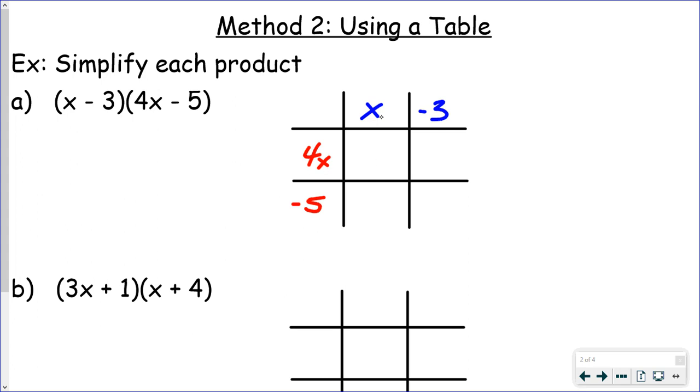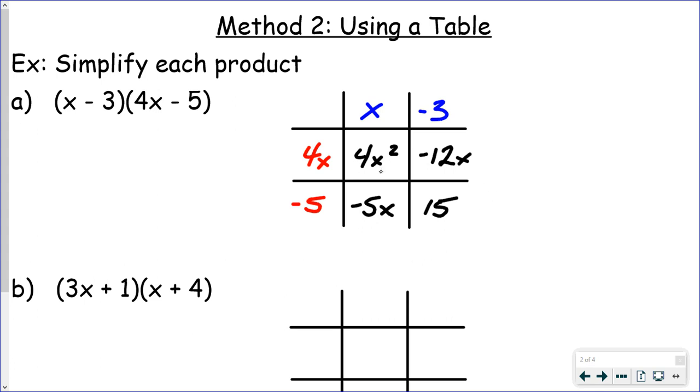So 4x times x is 4x squared. In this box, I'm going to do the product of negative 3 and 4x. So 4x times negative 3, this is like Battleship, right? 4x times negative 3 is negative 12x. In this box would be negative 5 times x, so that's negative 5x. And in this box would be negative 5 times negative 3, so that's positive 15.